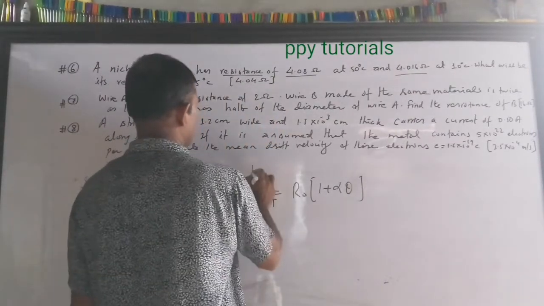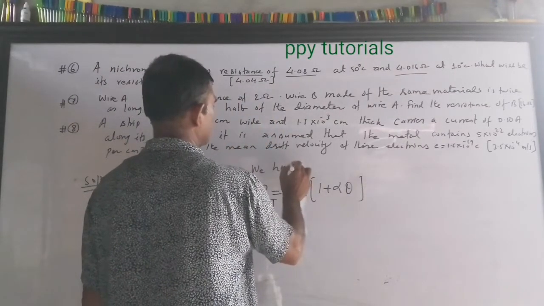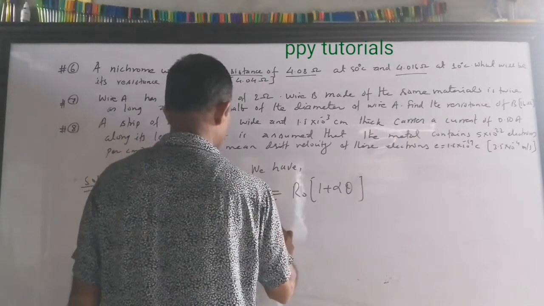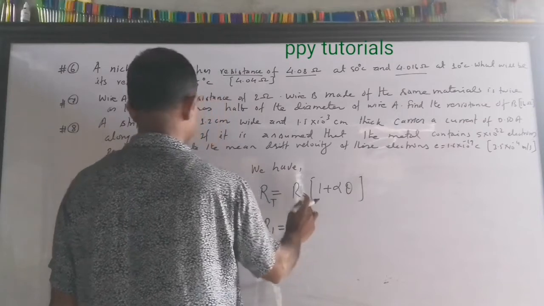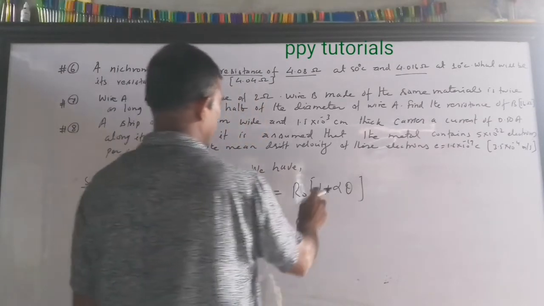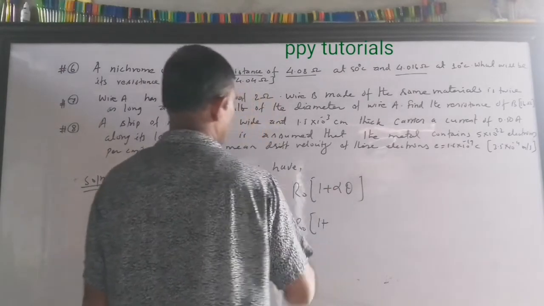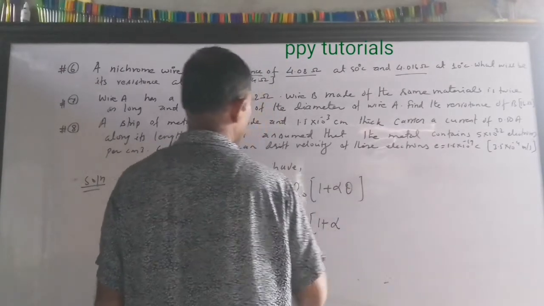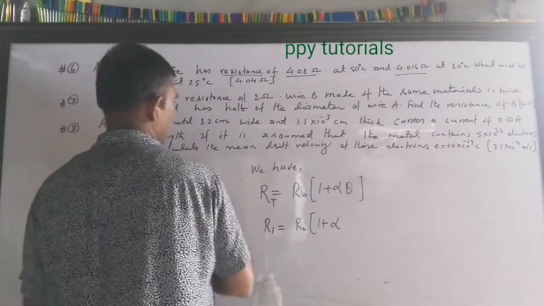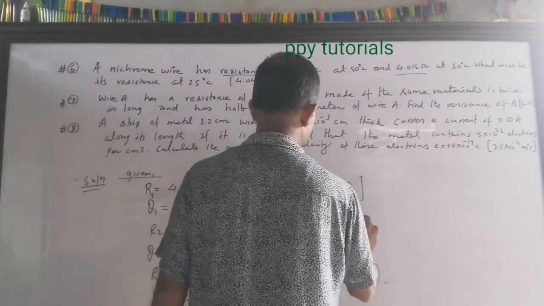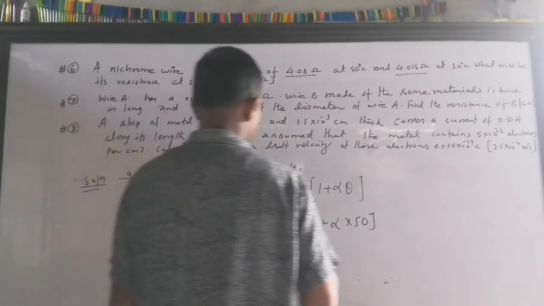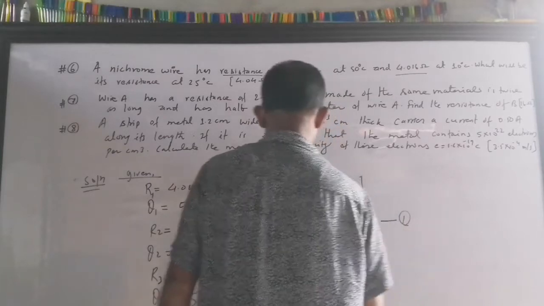Okay, and so this is the relation we have, and this relation I am writing here now. First one is R1, and R1 is given as R0, the resistance at 0 degrees Celsius, times (1 plus alpha), and the temperature theta for the first is 50 degrees Celsius. So can I write 50 degrees Celsius? Of course I can write. Okay, and so this is our one relation.